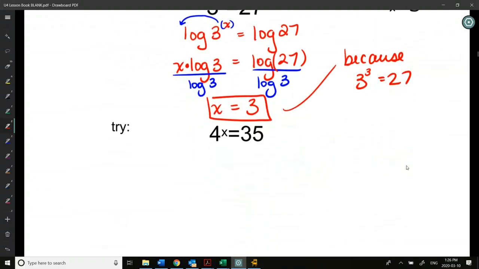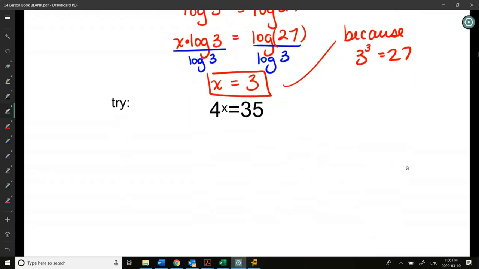Okay, so if we tried to guess and check with this one, it would be pretty difficult to find exactly what x is equal to, because 4 to the exponent 2 is 16, and 4 to the exponent 3 is 64. So I know it's somewhere in between there. And then I'm even getting into, is it 2.123? I don't know, right? So the log can help us in situations like this.